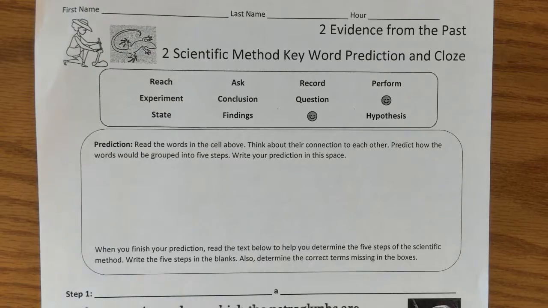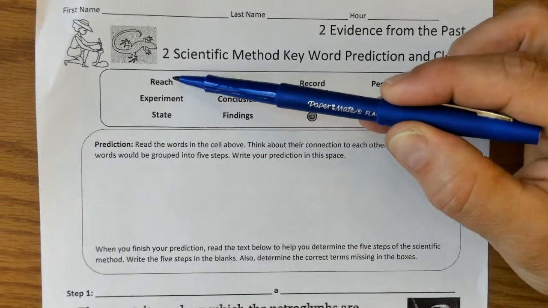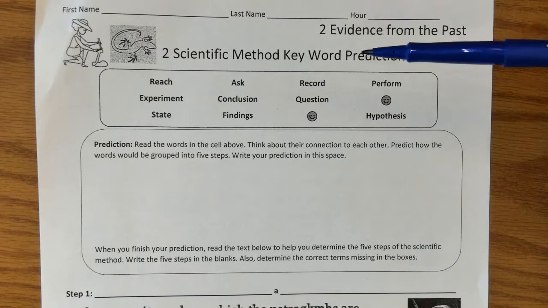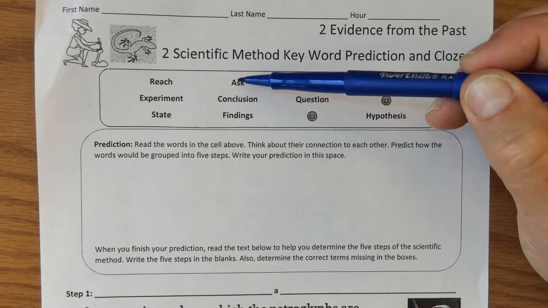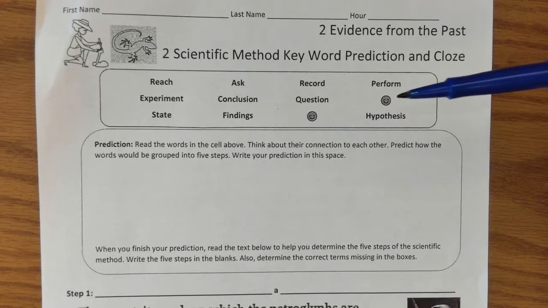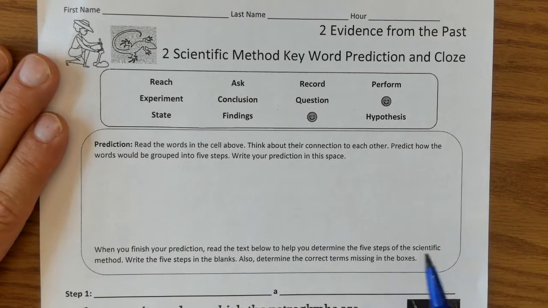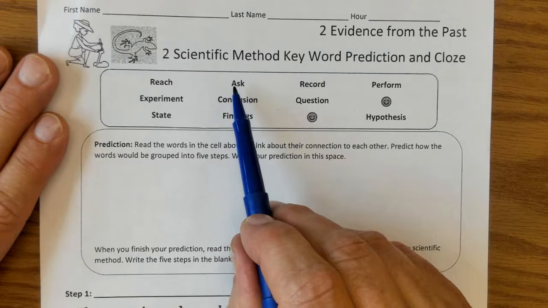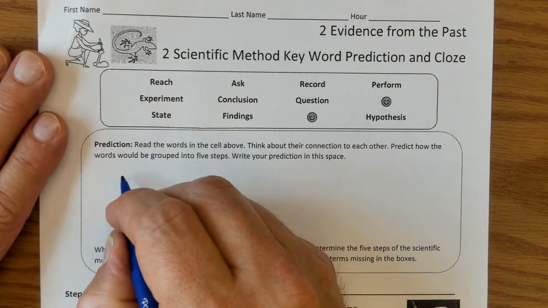So for example, the word reach, does that go with experiment or reach findings or reach a question, or does ask go with experiment or ask a conclusion or ask questions? So I'll just kind of demonstrate how this worked. So I know that ask a question has to do with the scientific method, so I'm going to group those two together.